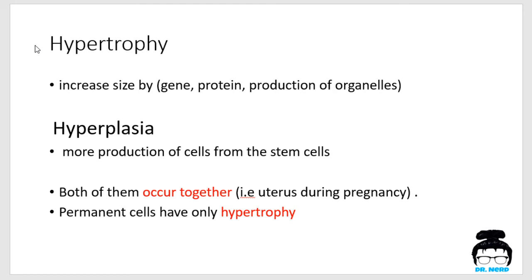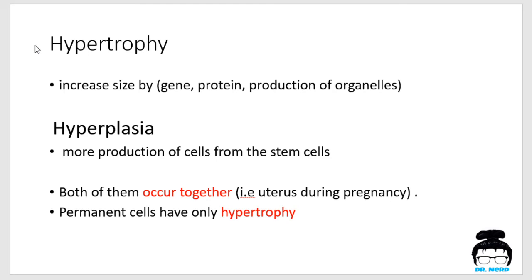So these two, hypertrophy and hyperplasia, occur together in all tissues except the permanent tissue. One example of that is the uterus during pregnancy. The uterus during pregnancy always becomes thicker and thicker to be a great receptor for the zygote and to give it the environment that the zygote needs.